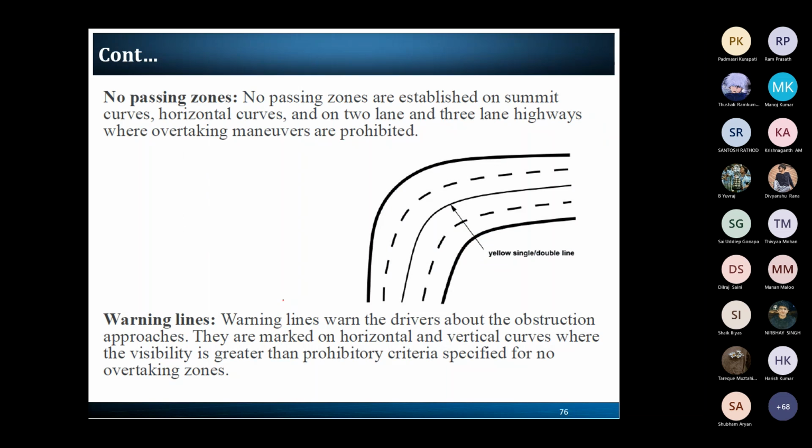At the same time, we provide the no passing zone, where overtaking is not allowed. A warning zone is also provided. So these are the longitudinal markings that we provide.